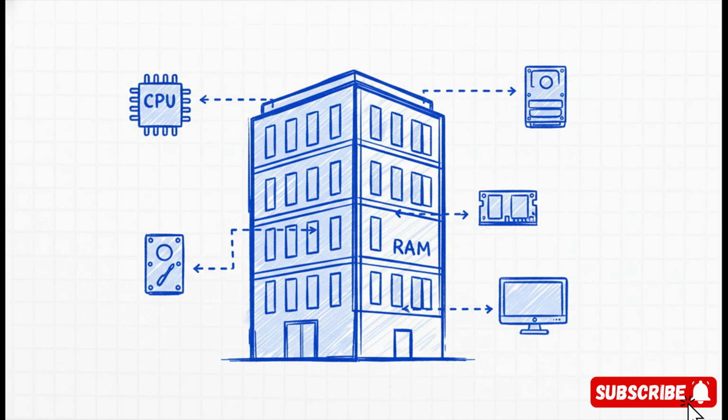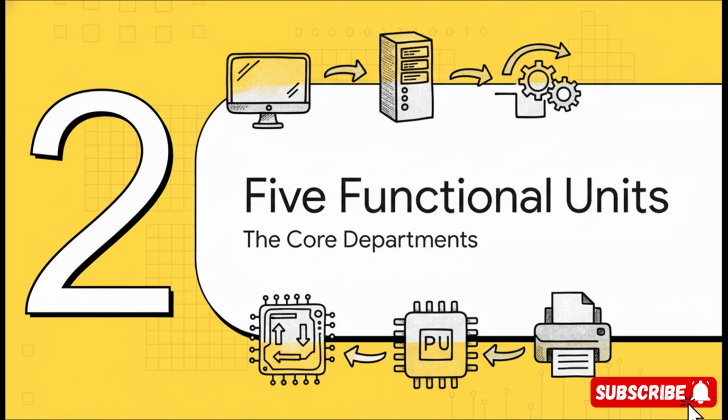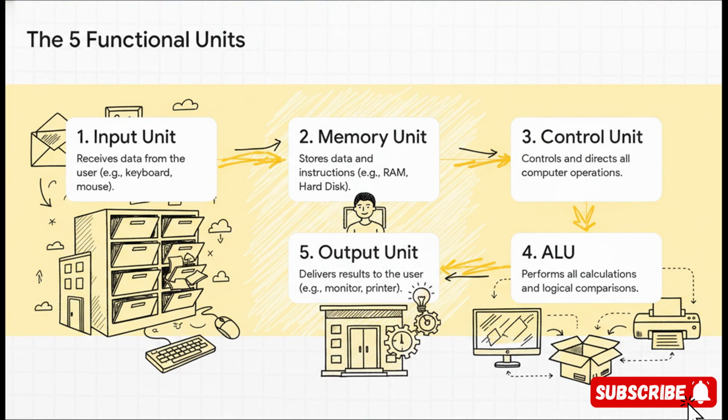Now, to really wrap our heads around this, let's use an analogy. Imagine your computer isn't a box of electronics, but a big, bustling office building. Computer organization is the blueprint for that building, making sure every department is in the right place so they can all work together like a well-oiled machine. So this high-tech office of ours has 5 absolutely essential departments. In the tech world, they're called functional units, and each one has a very specific job in the grand flow of information. Let's do a quick tour, shall we?